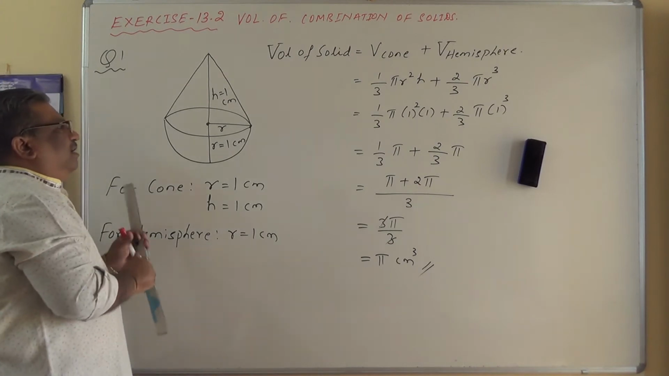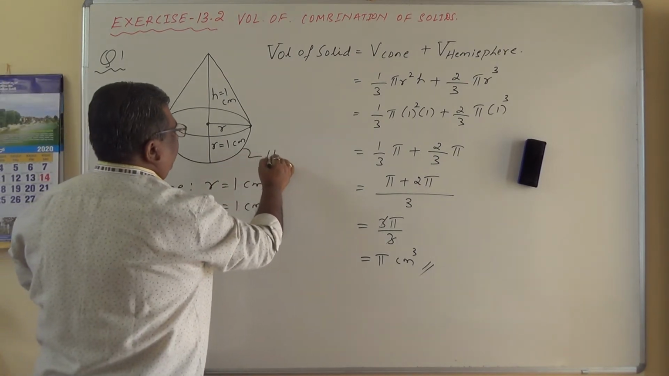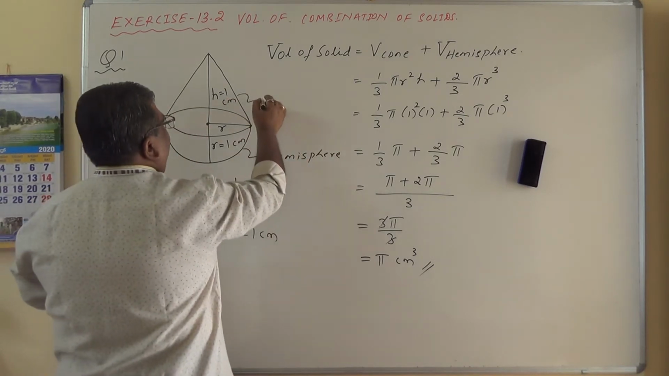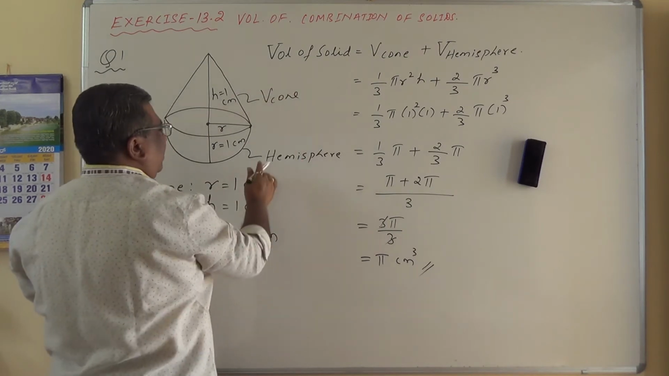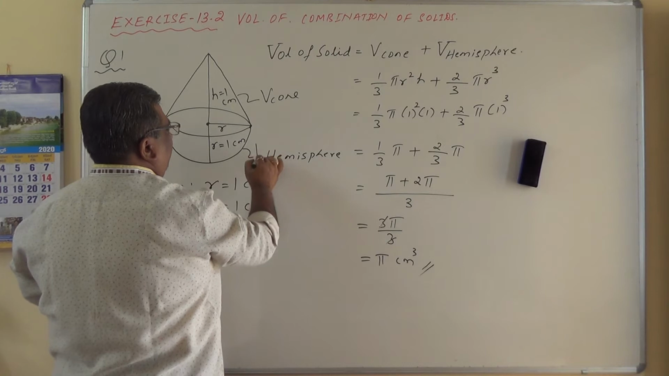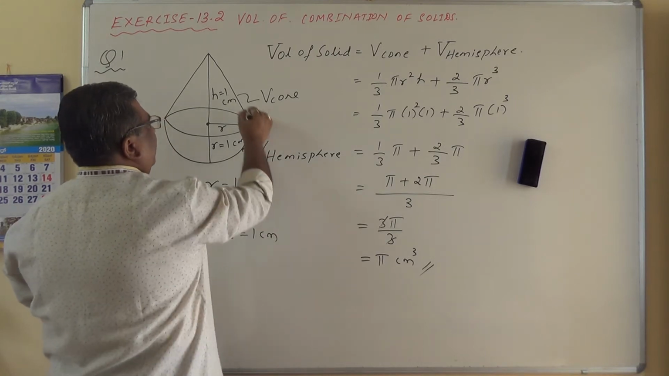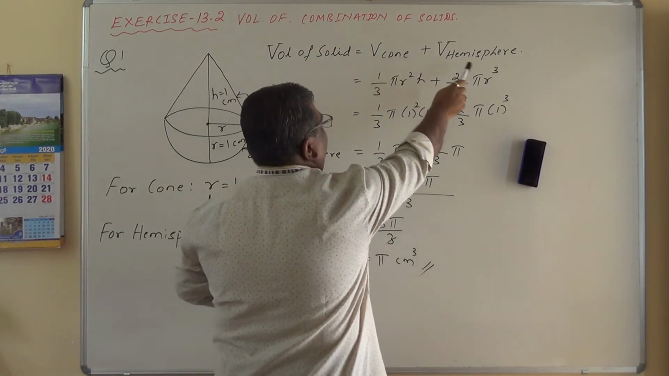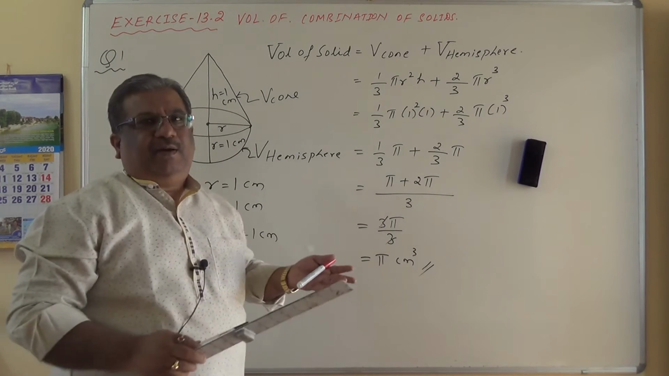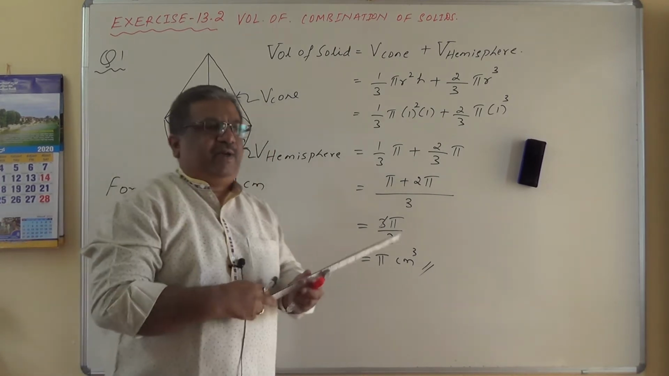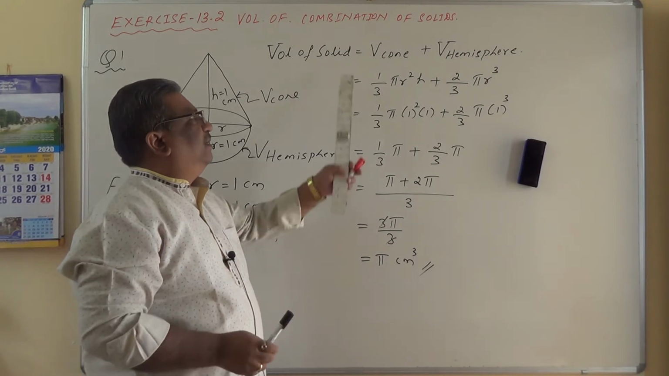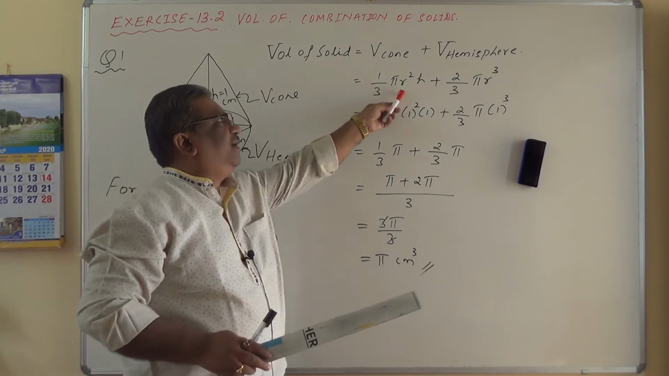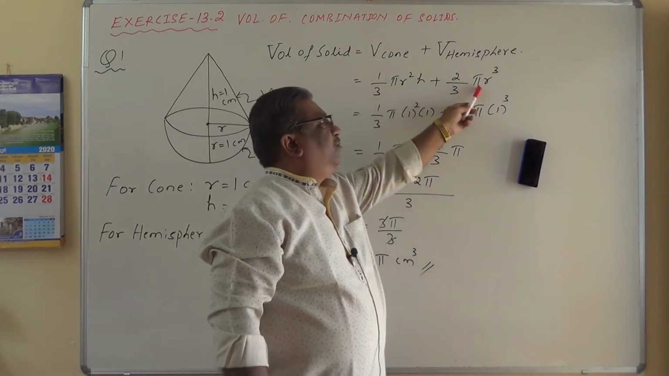The volume of the solid is the volume of this hemisphere plus the volume of the cone. We can write V also. If you add this, you will get it. So the volume of the entire solid is the volume of the cone plus the volume of the hemisphere. And what is the formula? You must remember all these formulas. You cannot say that you don't remember. What is the volume of the cone? 1/3 the volume of the cylinder of the same radius: 1/3 pi r square h. Volume of the hemisphere: 2/3 pi r cube.